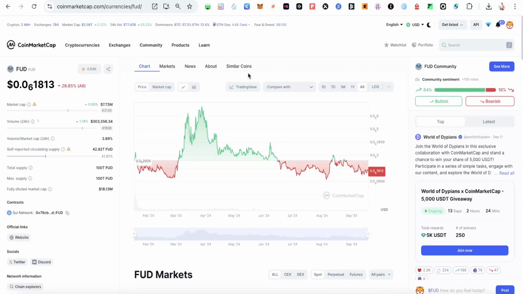Now if you want to buy FUD the PUG, you can buy it on a centralized exchange as well as a decentralized exchange, and I will be showing you both the options. So you can buy FUD the PUG on Mexc Global.